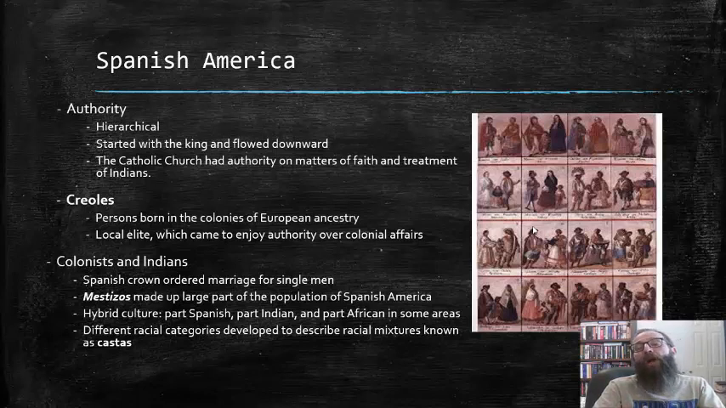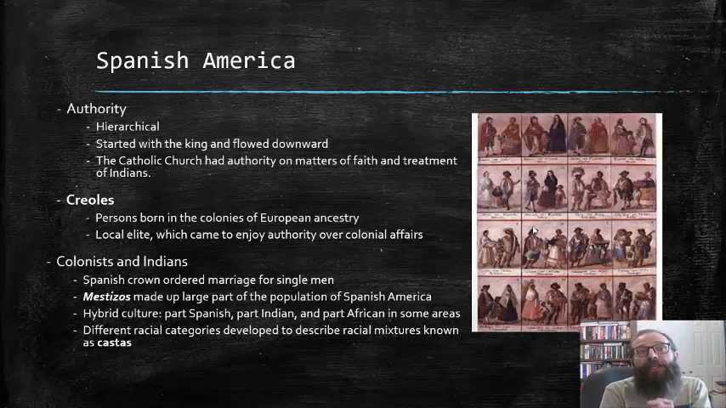As a result of the immigration of Spanish men into the Americas, a whole new class developed known as Creoles, who were persons born in the colonies of European ancestry. And these native-born European Americans became sort of a local elite and eventually came to enjoy a substantial amount of authority over colonial affairs.